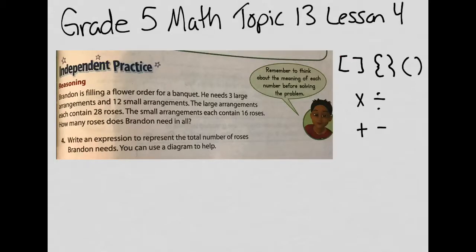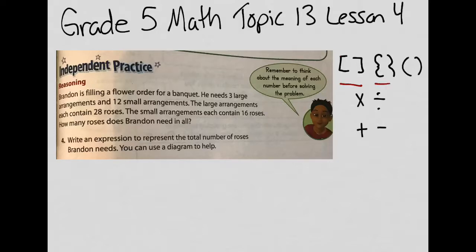Grade 5 Math, Topic 13, Lesson 4. We're continuing with order of operations and some reasoning problems. If you need to look back, go to Topic 13, Lesson 1 for more help on order of operations. Off to the right side of the slide, I'm going to review our operations right now with you.